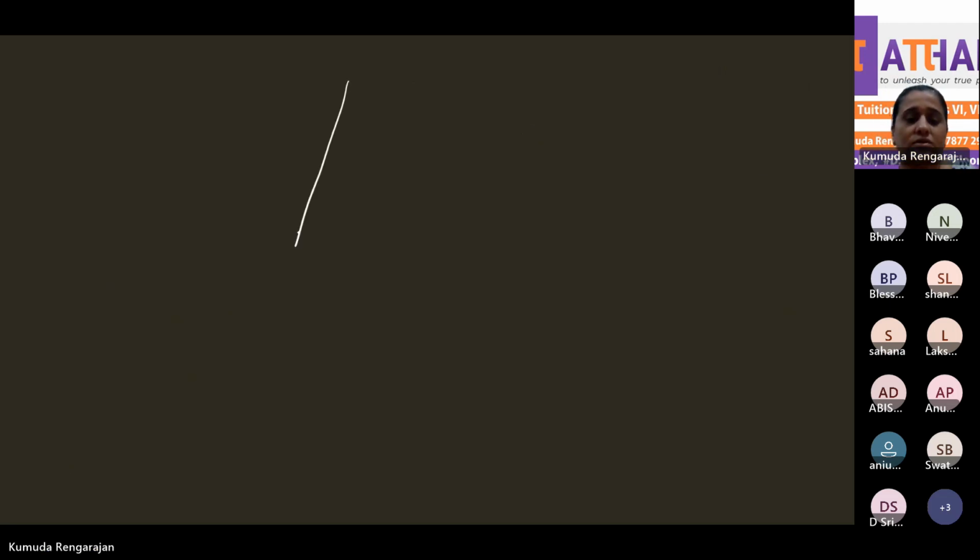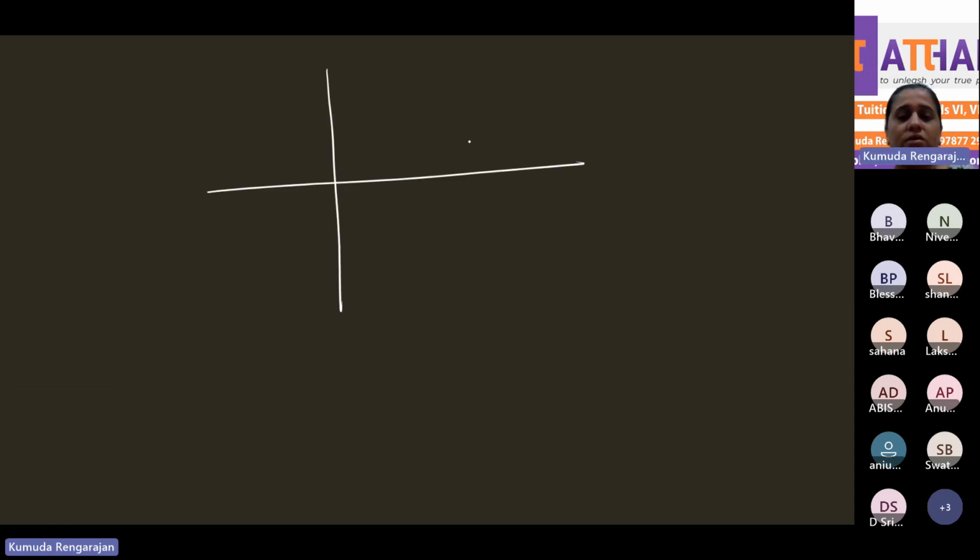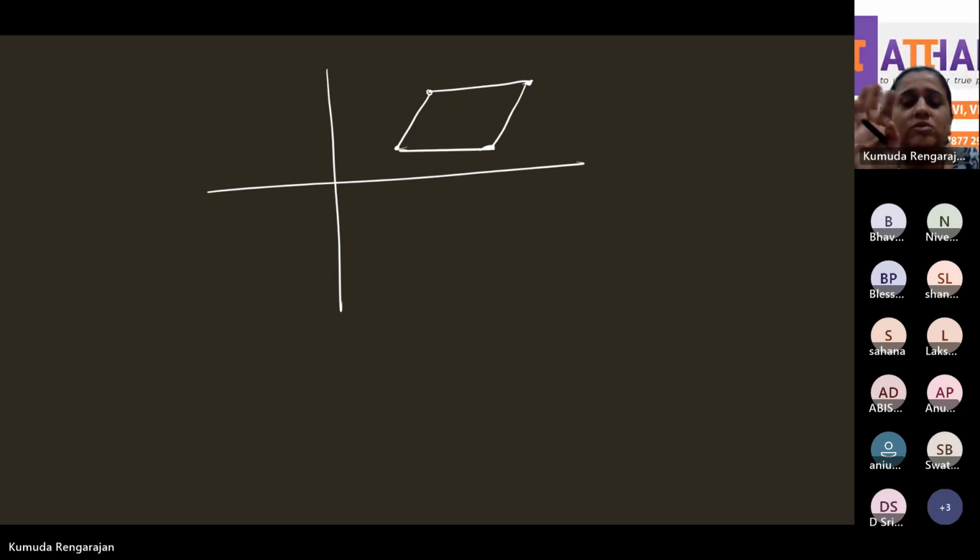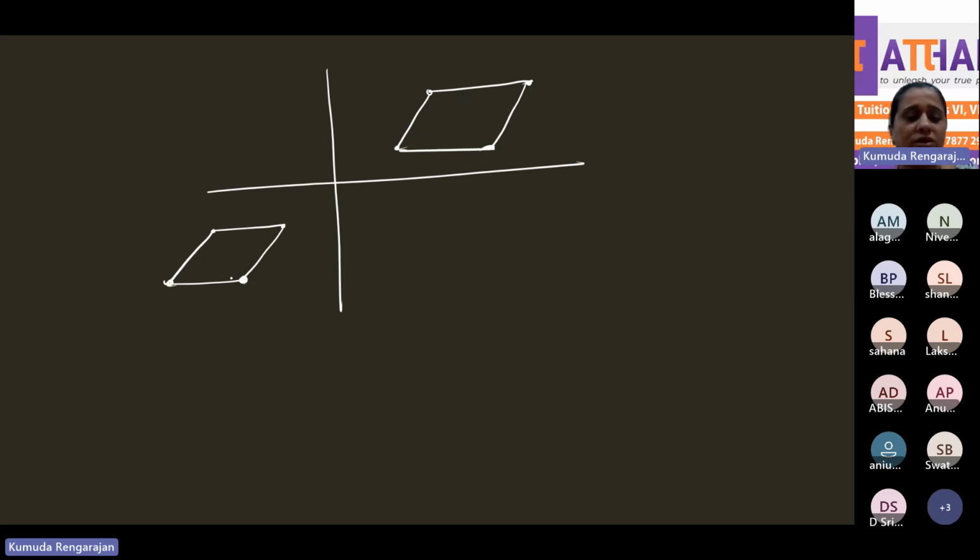Parallelogram, base into height. Okay, so you mark the 4 points. You get something like this. See, children, in whichever quadrant the figure lies, don't consider the negative, ignore the minus sign. The lengths of the line segments are always positive. So don't get confused with the signs. All these will be positive always, wherever the parallelogram lies. So even if the parallelogram lies here in the third quadrant like this, you can count, you can see the boxes. You can see the square here and a square here. So 3 is the base.